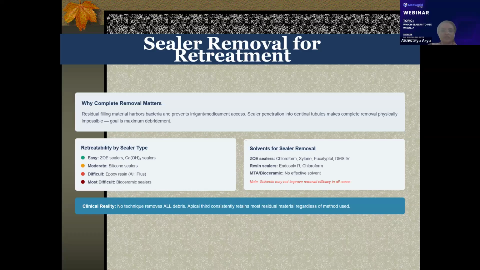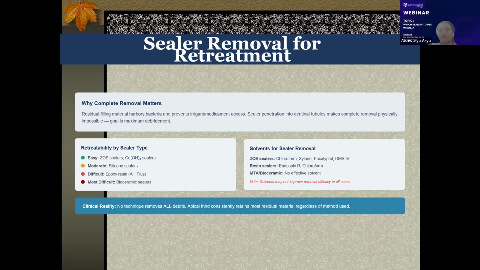So the easy to remove are zinc oxide and calcium-based sealers. We have moderate sealers like the silicon-based sealers. We have very difficult sealers like the AH Plus sealers, and we have the most difficult sealers, which are the bioceramic sealers. So what are the different solvents that we could use and which are effective?